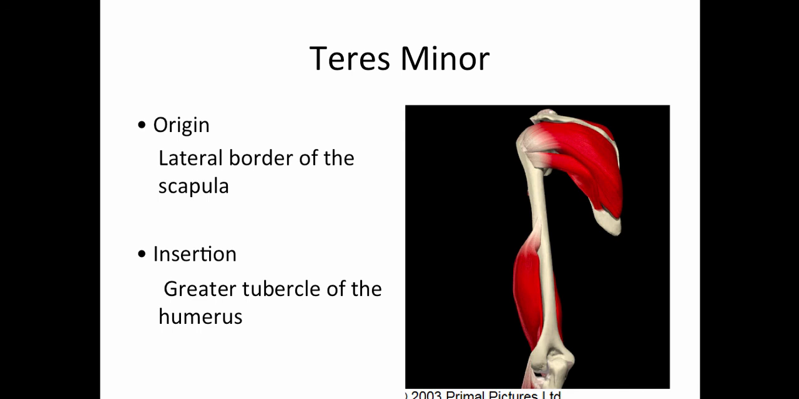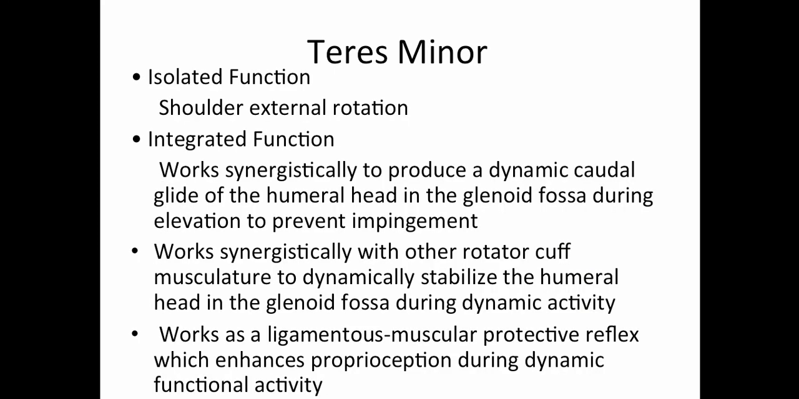Teres minor originates on the lateral border of the scapula. It inserts on the greater tubercle of the humerus. The isolated function of the teres minor is shoulder external rotation. The integrated function is that it works synergistically to produce a dynamic caudal glide of the humeral head in the glenoid fossa during elevation to prevent impingement. It works synergistically with the other rotator cuff musculature to dynamically stabilize the humeral head in the glenoid fossa during dynamic activity. It works as a ligamentous muscular protective reflex, which enhances proprioception during dynamic functional activity.